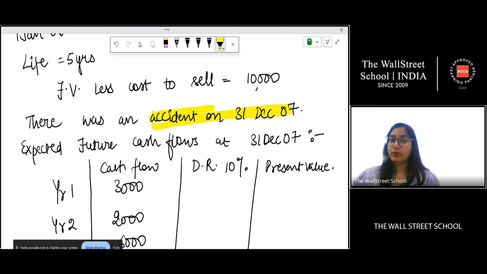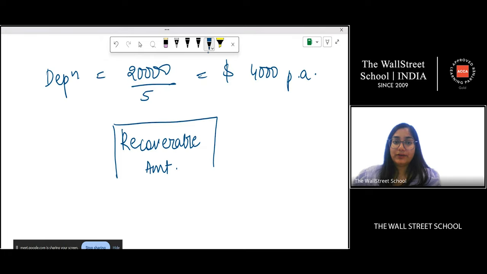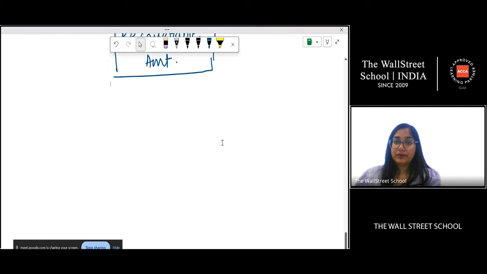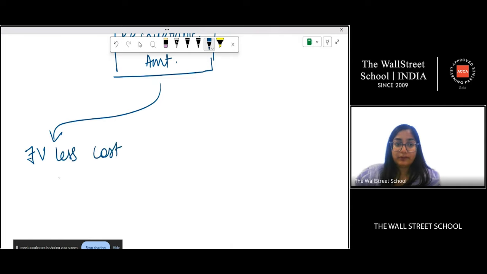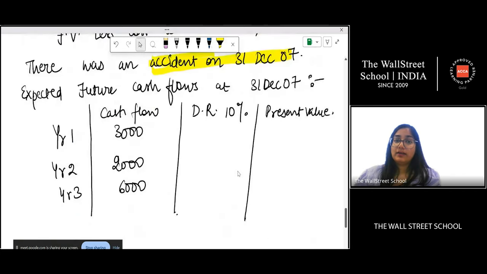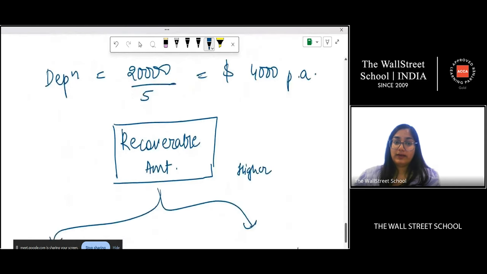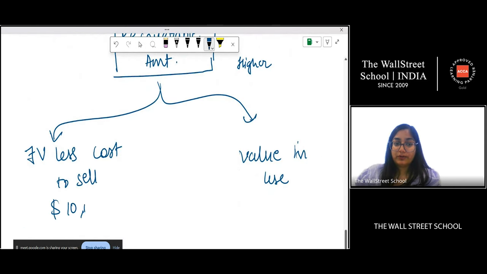Okay. So now what we have to do is we need to calculate, like in the previous question we did, the recoverable amount. Whenever there is any indicator, first thing that we are going to do is calculating the recoverable amount. So how do we calculate it? We need to take fair value less cost to sell, or it would be value in use, whichever is higher. Perfect. So in this case, in question itself, they have given that the fair value less cost to sell is 10,000. So in that case, 10,000 is reported over here.